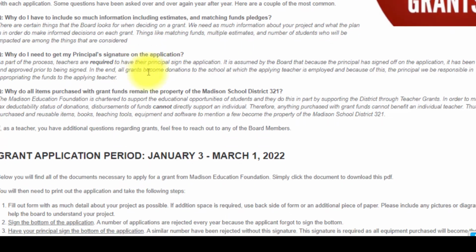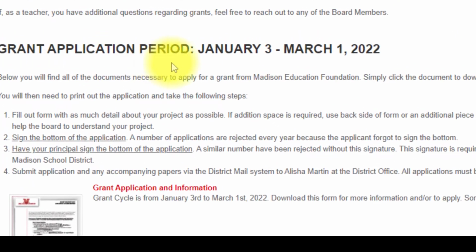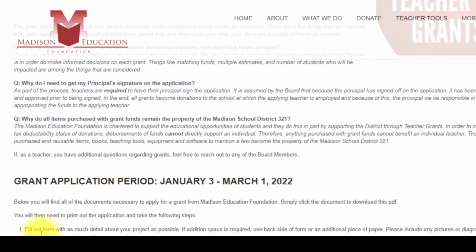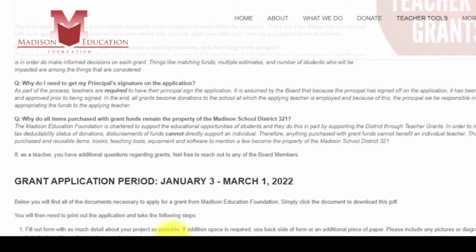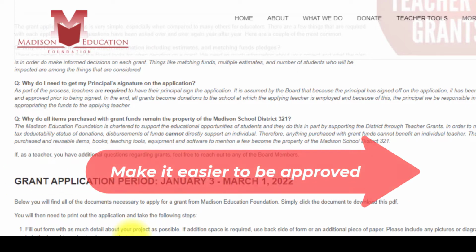So then again, here is the grant application period, January 3rd to March 1st. Now here is a very important thing you need to know. Fill out the form with as much detail about your project as possible. Include pictures, diagrams, these kinds of things to help your project stand alone. What you need to do is make it easy for those on the board of the Madison Education Foundation to approve your project. Do your homework.